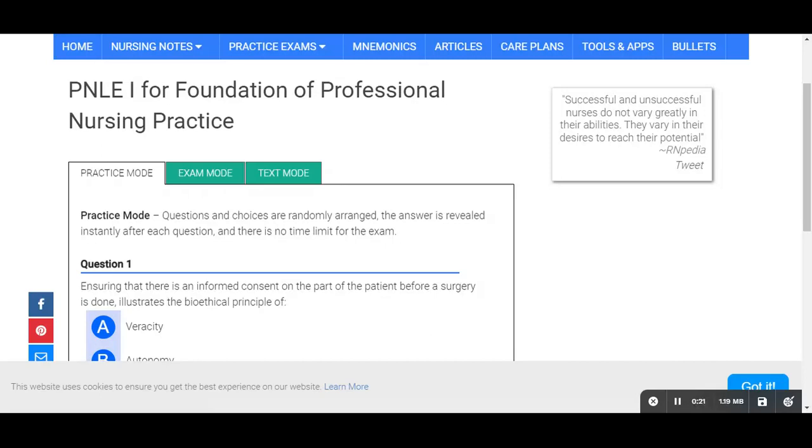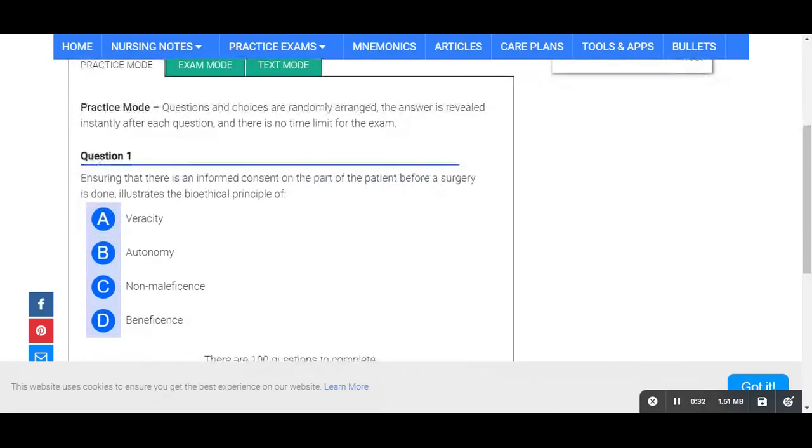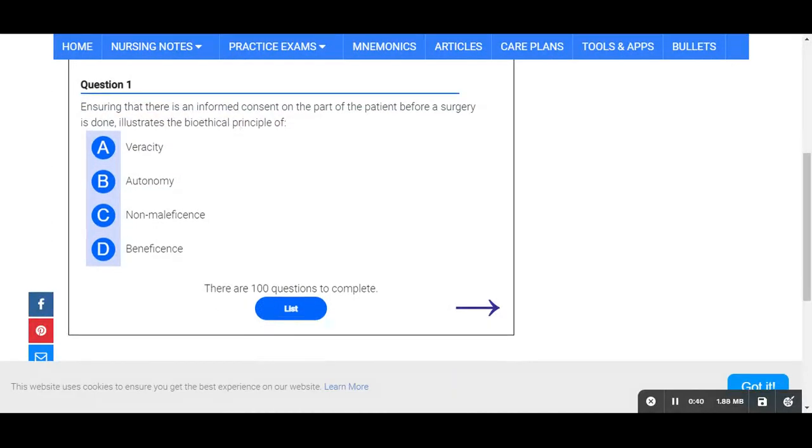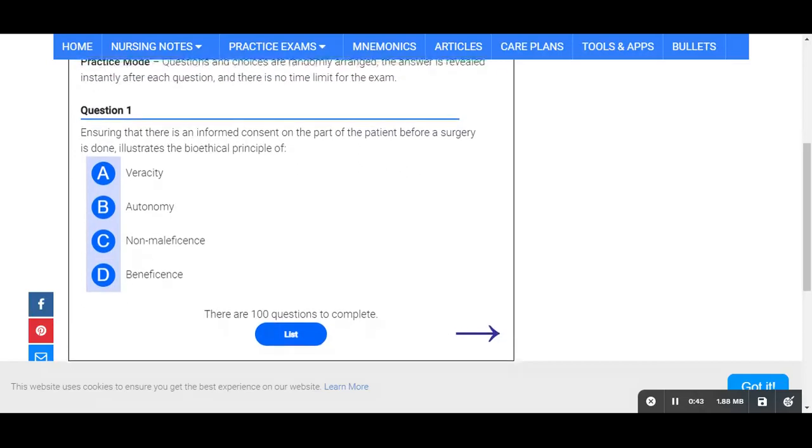Session that is PNLE, Philippine Nursing Licensure Exam Review, and tonight we are going to focus on the foundation of professional nursing practice. And since this is just like the preliminaries part of our review, we're going to use practice mode, and we have these 100 questions to complete.